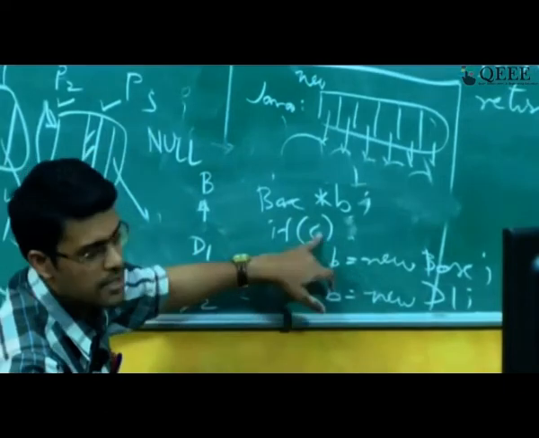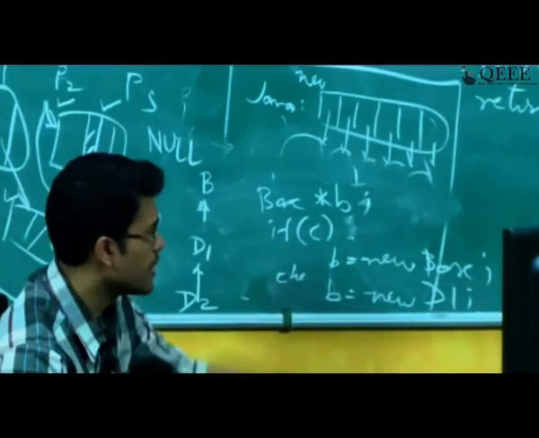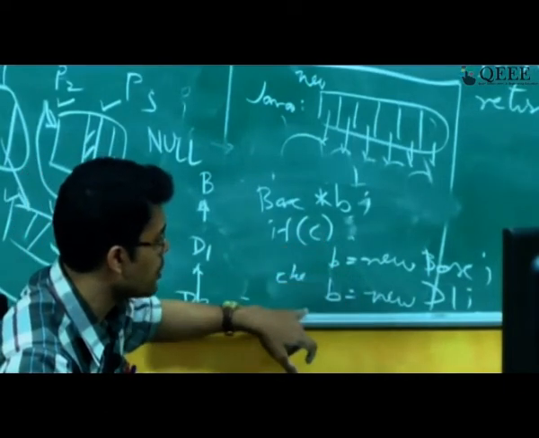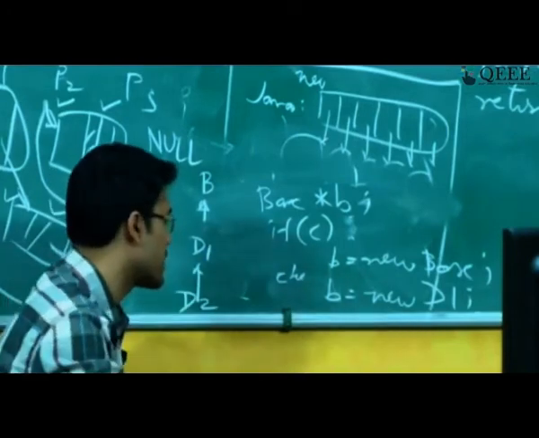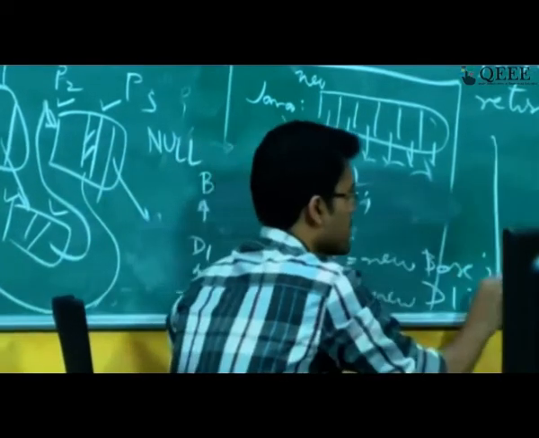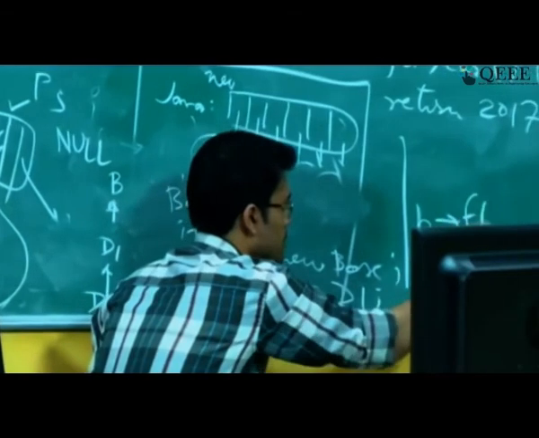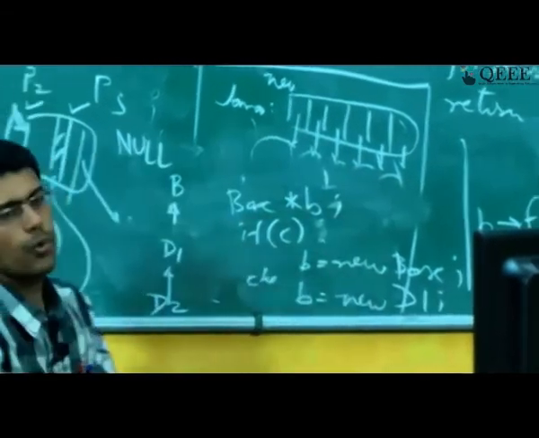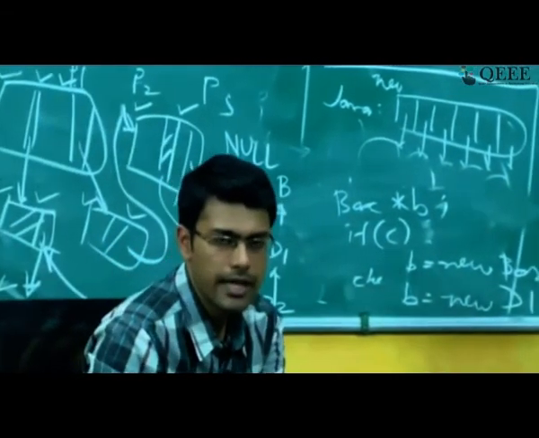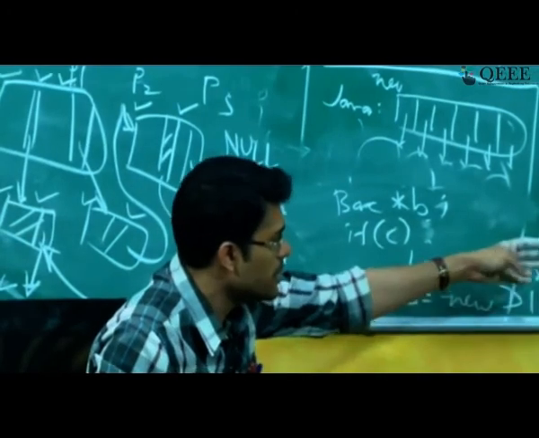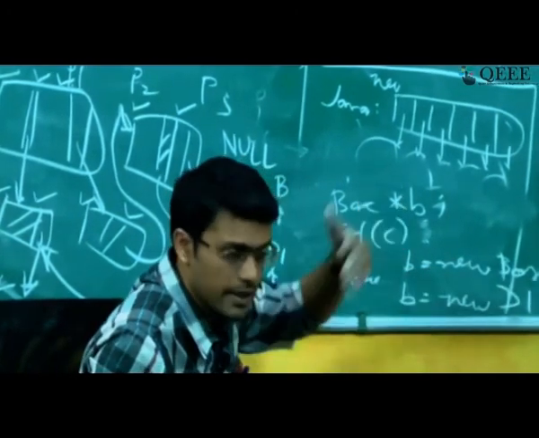Now this condition in general can be runtime dependent, and therefore we do not know what b is pointing to at the end of this if-else block. If I say that after this statement I am calling b arrow fun, which b arrow f I am calling, I really do not know, because b might be pointing to the base class or the derived class.